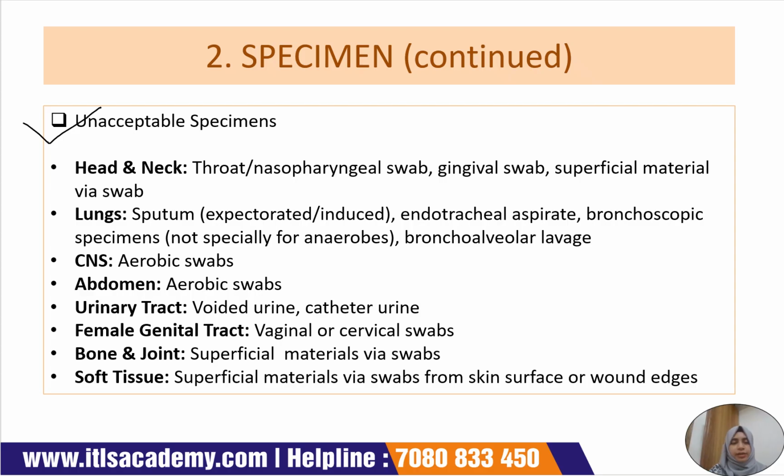Unacceptable specimens, these are the same areas that we have discussed for acceptable specimens, but these specimens are generally not considered for the extraction of anaerobes. Okay, so what are they? From the head and neck, these are throat, nasopharyngeal swab, gingival swab, superficial material via swab. From lungs, sputum, endotracheal aspirate, bronchoscopic specimens that are especially not considered for anaerobes, and bronchoalveolar lavage.